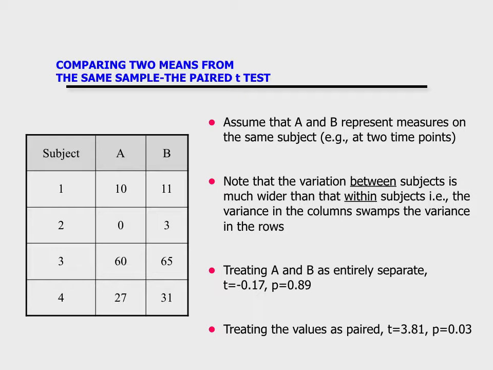However, if we treat the values as a paired t-test, meaning we actually look at not the columns but the rows, meaning we take the means here and we look at the difference between the mean of this number in column A and the mean of this number in column B.